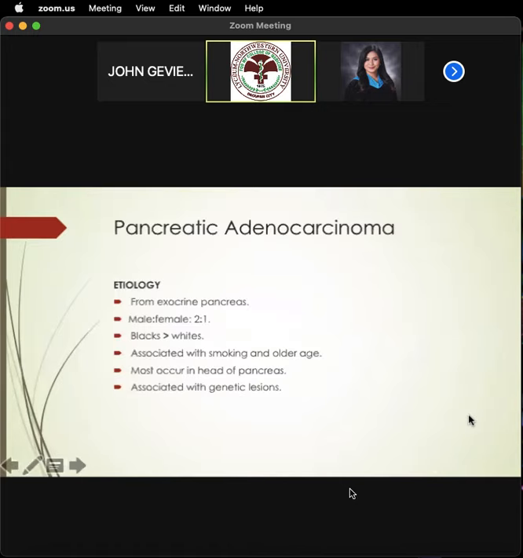Let's proceed with the first malignant tumor of the pancreas. It's mainly exocrine. So if I ask you in your exam whether adenocarcinoma is exocrine or endocrine, it is exocrine. It is most commonly located in the head of the pancreas, and we have also already established the connection of smoking with this adenocarcinoma.